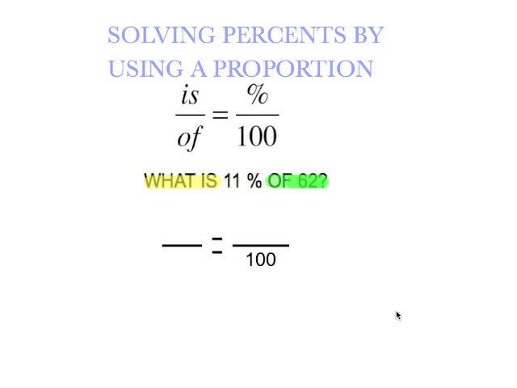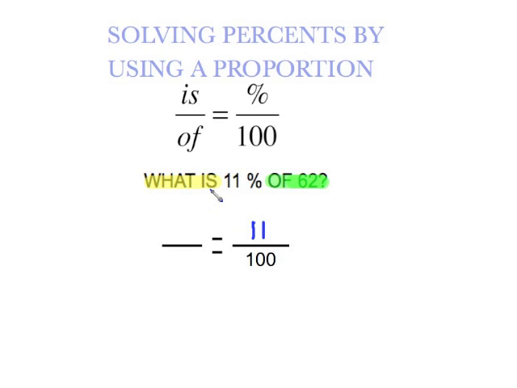This video is on solving percent problems by using a proportion, and the proportion you will always set up is is over of equals percent over 100. Notice in the problems you will always have the word is, you'll have the word of, and you'll have some sort of percent. The percent means out of 100.